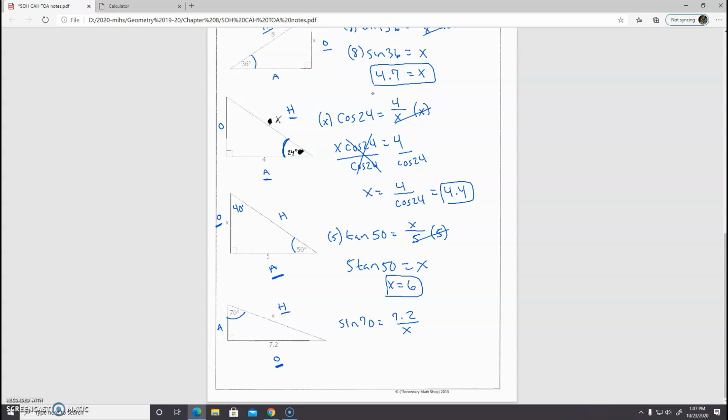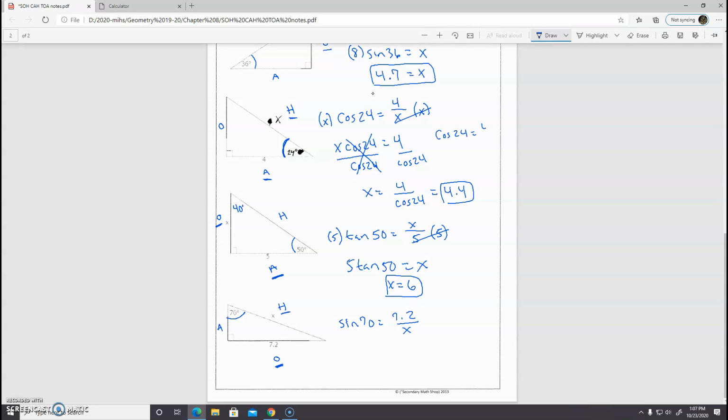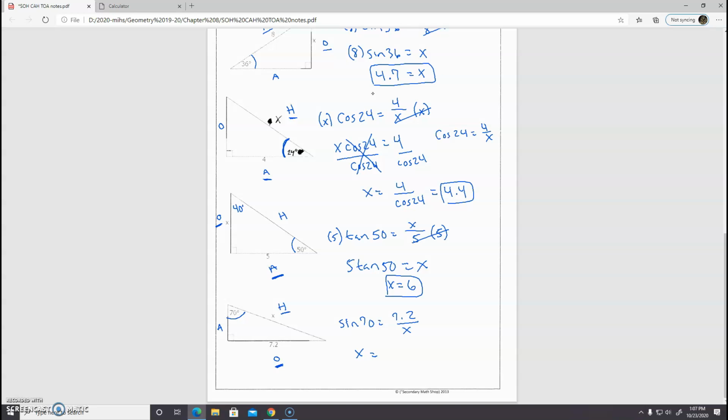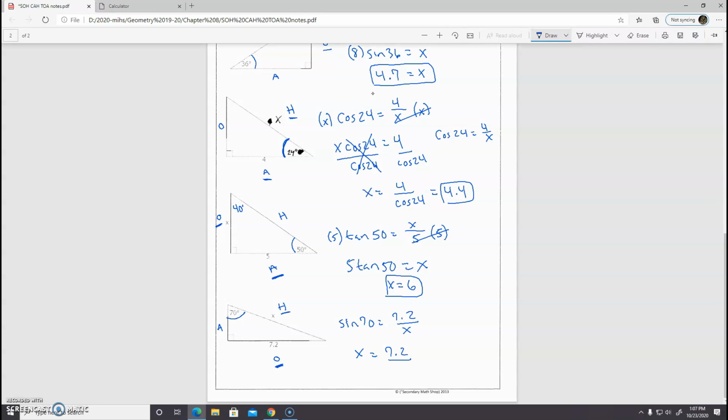Because look what happened. Right here we had cosine of 24 equals 4 over x. And after we did all of our math, we wound up with x equals 4 over cosine of 24. These switched. So if you can remember, they switch. X is going to come over here. 7.2 keeps its spot, and sine of 70 switches places. So if you want to remember the jingle: if x is up high, you multiply. If x is down low, they switch, you know.